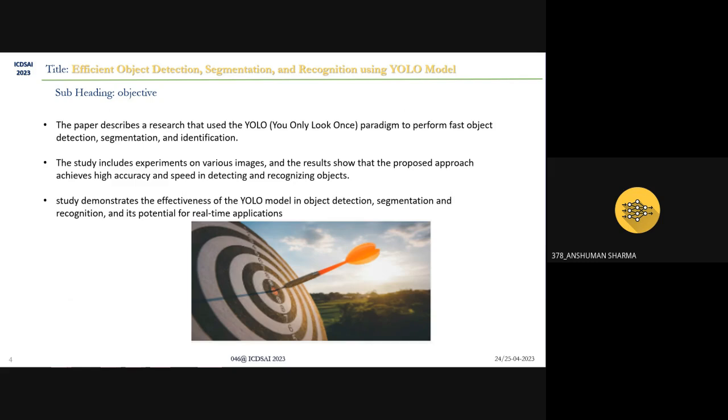Objective. Moving to the objective of research, this study demonstrates how the YOLO, you only look once, model was employed to conduct quick object recognition, segmentation, and identification. The paper comprises experiments on numerous images, and the findings reveal that the suggested technique detects and recognizes items with excellent accuracy and speed.